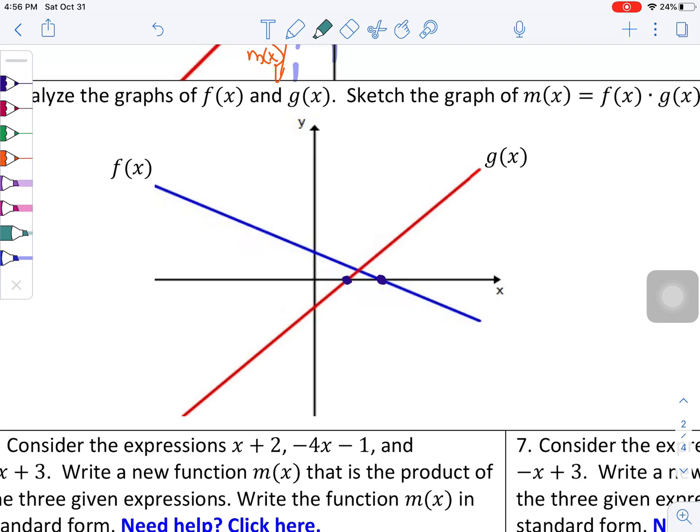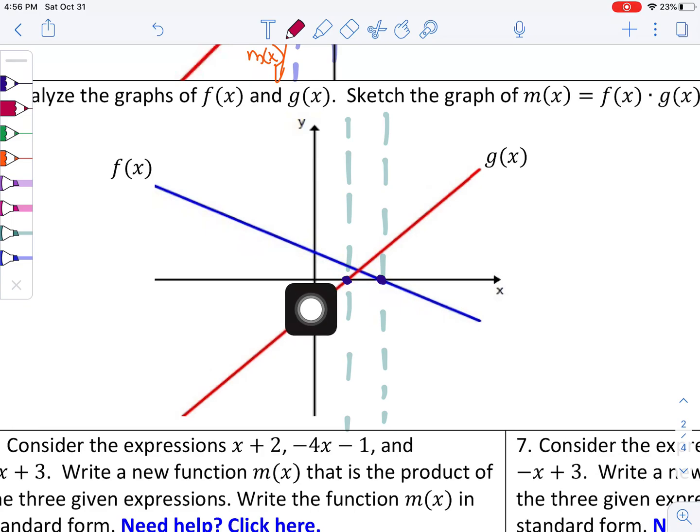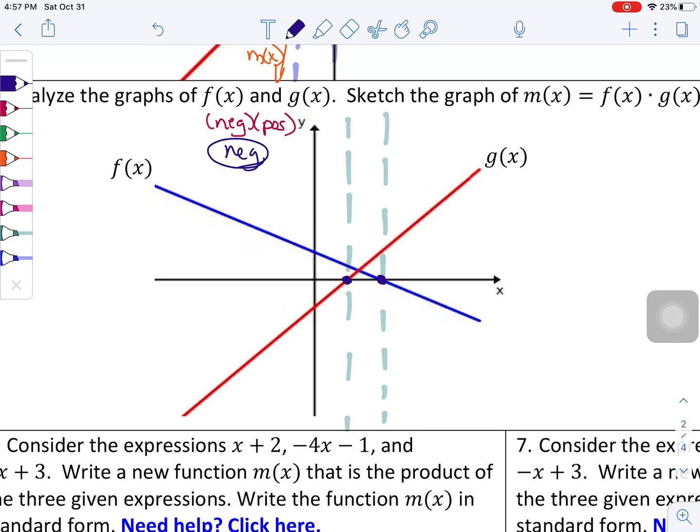Now I'm going to go ahead and draw in those nifty little vertical lines for myself just to separate up my graph. This way I know exactly which sections I'm looking at to analyze. Okay, so far left section, the red line is below the x-axis, that's negative. The blue line is above the x-axis, that's positive. So a negative times a positive is going to be negative.